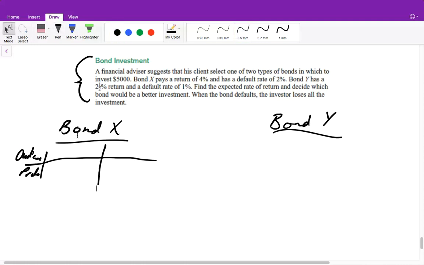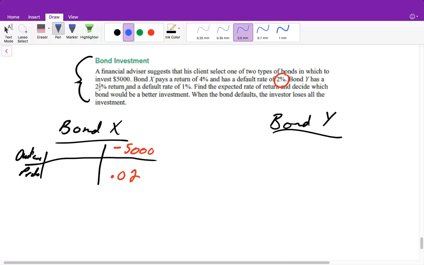It says a financial advisor suggests that his client selects one of two types of bonds in which to invest. Bond X pays a return of 4% and has a default rate of 2%. So when it defaults, that means we lose everything. So one of the outcomes is that we will lose everything. So we will lose the $5,000. And the probability of that happening is 2%. So that means it's 0.02 or 2% chance of losing the 5,000.